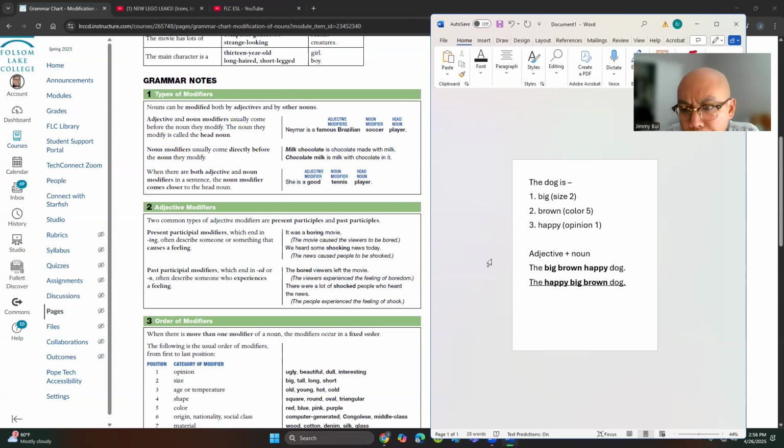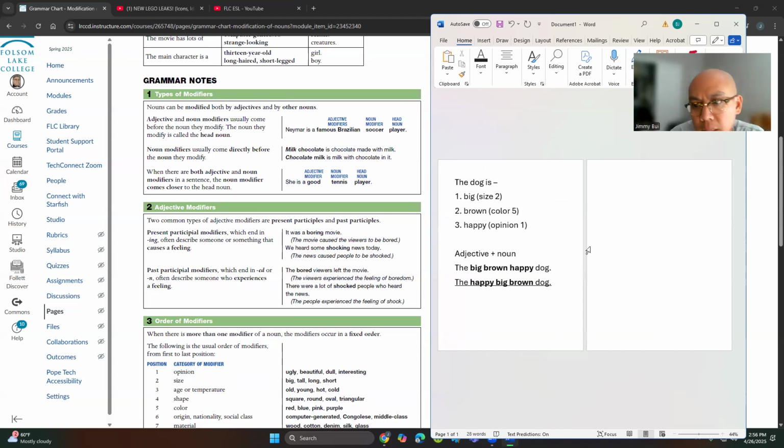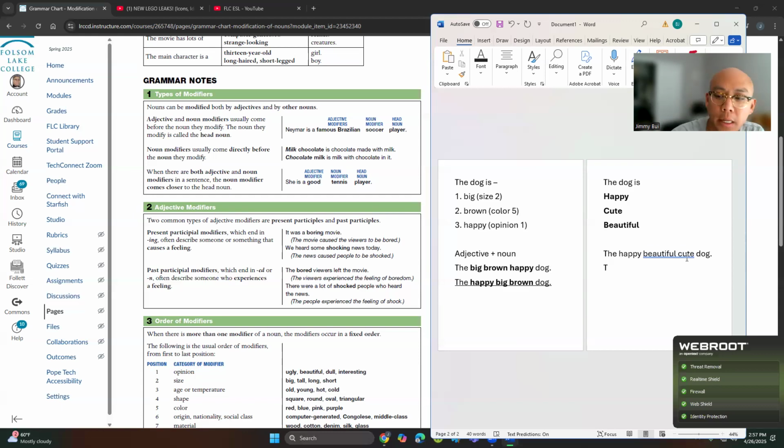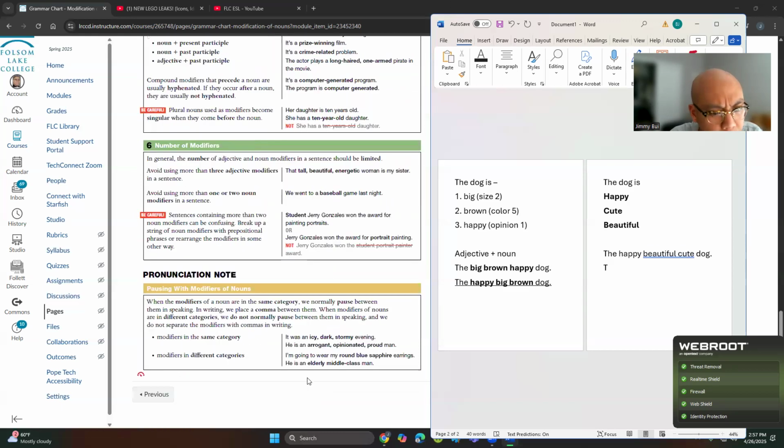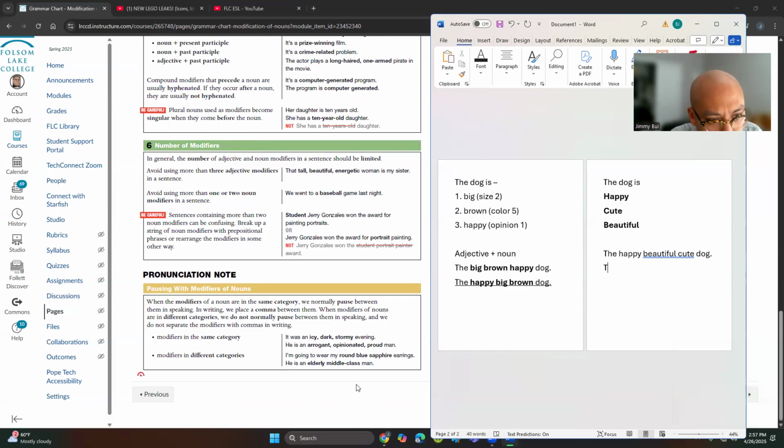And so just another example here, kind of looking at one where if I said the dog is happy, let's just say cute and beautiful. In this case, we've got three adjectives in the same category. So the happy, beautiful, cute dog. And this all here is going to be opinion. So there is no specific rule as far as I know, as far as the order, when they are in the same category. But we do pause, meaning we have to add commas, right?